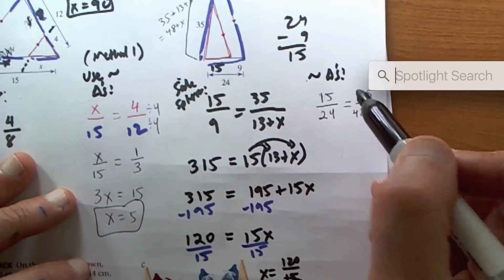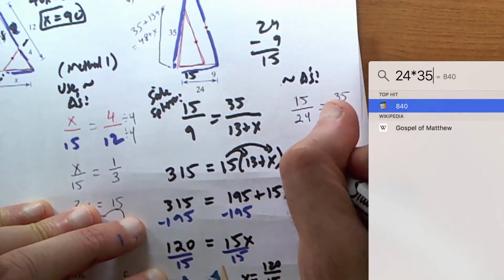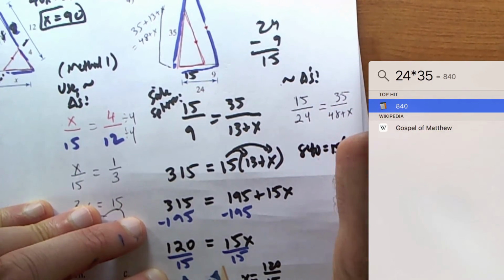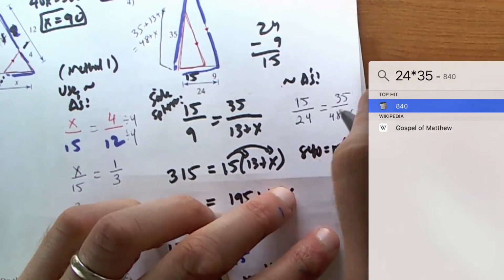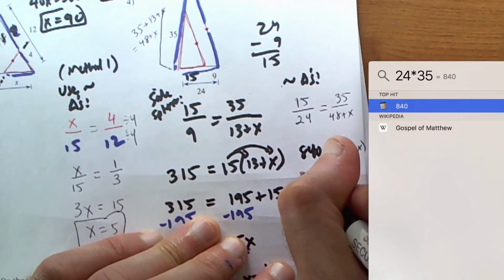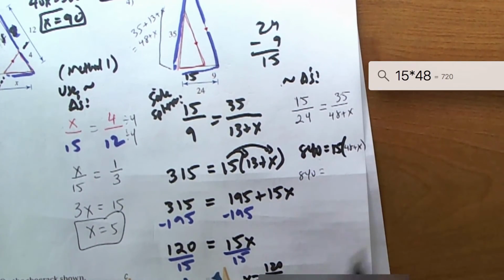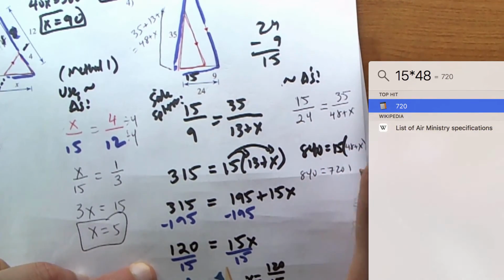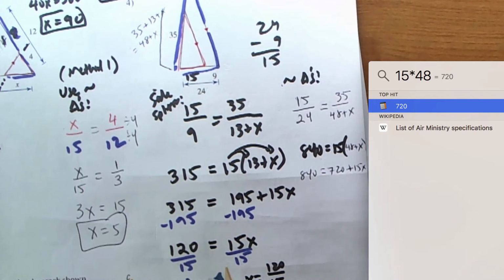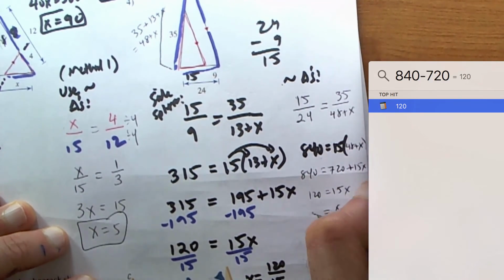If we did it this way, I'll just do it on the calculator so we can see it really fast. 24 times 35 is 840 equals 15 times 48 plus x. So we're getting large numbers here. So 840 equals 15 times 48, which is 720, plus 15x. Subtract 720 from both sides. 840 minus 720 is 120, and we're left with 120 equals 15x. And x equals 8, just like before.